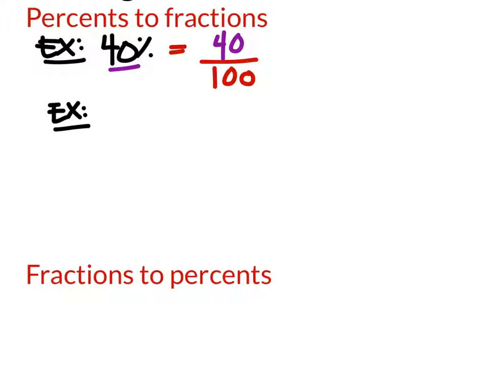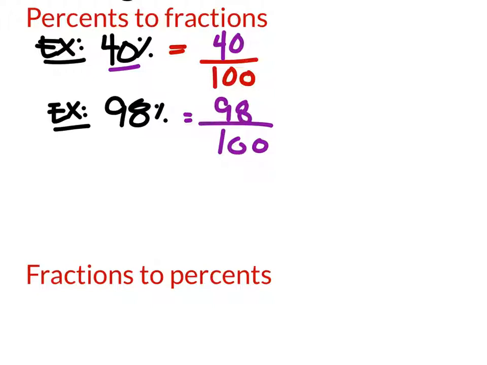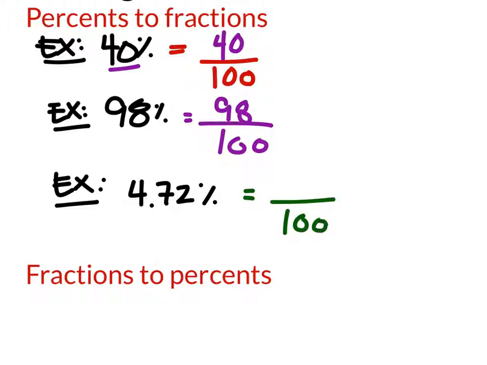All right, what other percent? 98%. That'll work. All right, 98%. Once again, we will write this as hundredths because it's percent, and then we're just going to write that number, 98. 98 hundredths. There you go. Let's do one that has a decimal, though. Something like 4.72%. Sure. So if we wanted this one as a fraction, again, it's out of hundreds, and then we just write that number, 4.72.